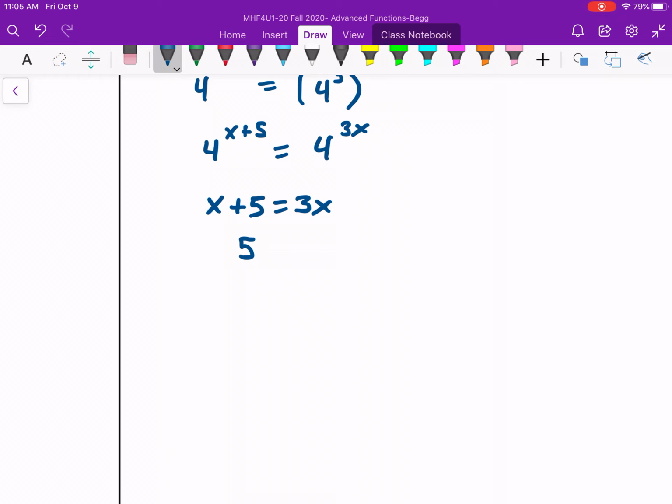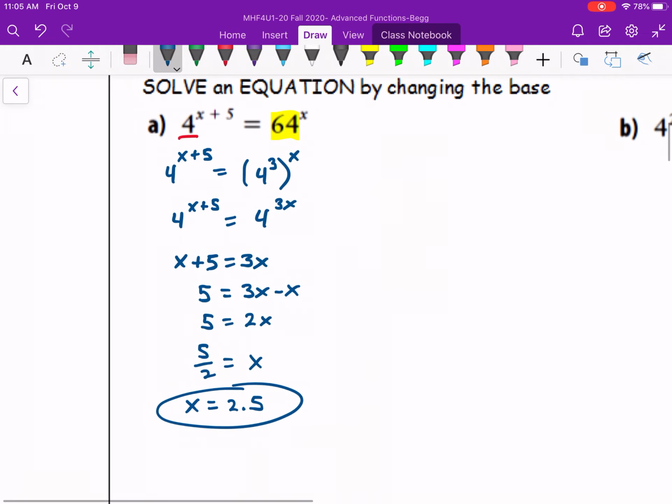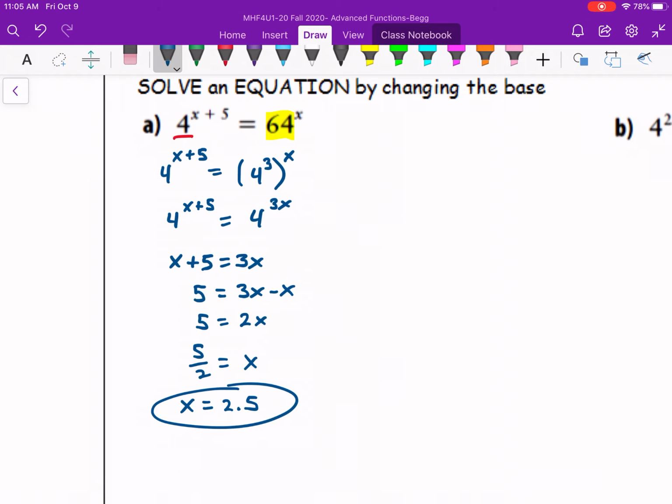So I could bring the 1x on the left over to the right, so subtract x in other words, and I've got 2x equals 5. I could divide each side by 2, and that would be my solution. So x equals 2.5 or 5 over 2. It doesn't matter, I can leave it as a fraction. That's fine. So that would be my x value that would make the original equation true.